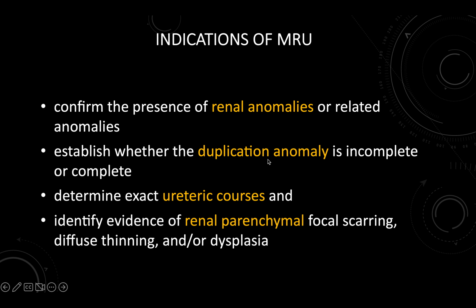In MRU, especially in our center, we normally do that to assess the renal anomalies as well as the duplication anomaly, because we want to determine the exact ureteric course, and therefore we know whether the ureter is ectopic or stenotic, and at the same time we can identify the renal parenchyma.